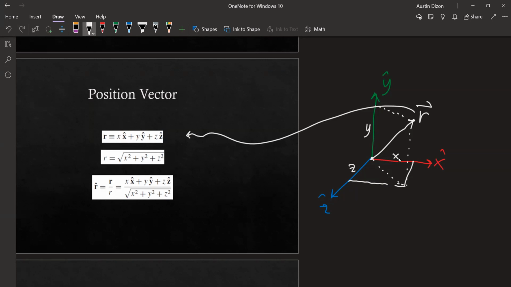So, x hat, kung gaano siya kahaba sa x direction. Then y, kung gaano siya kahaba in y direction. Then z, kung gaano siya kahaba sa z direction. And then yung length mo will be your Pythagorean theorem, diba? Yung 3D na Pythagorean. So, this one.